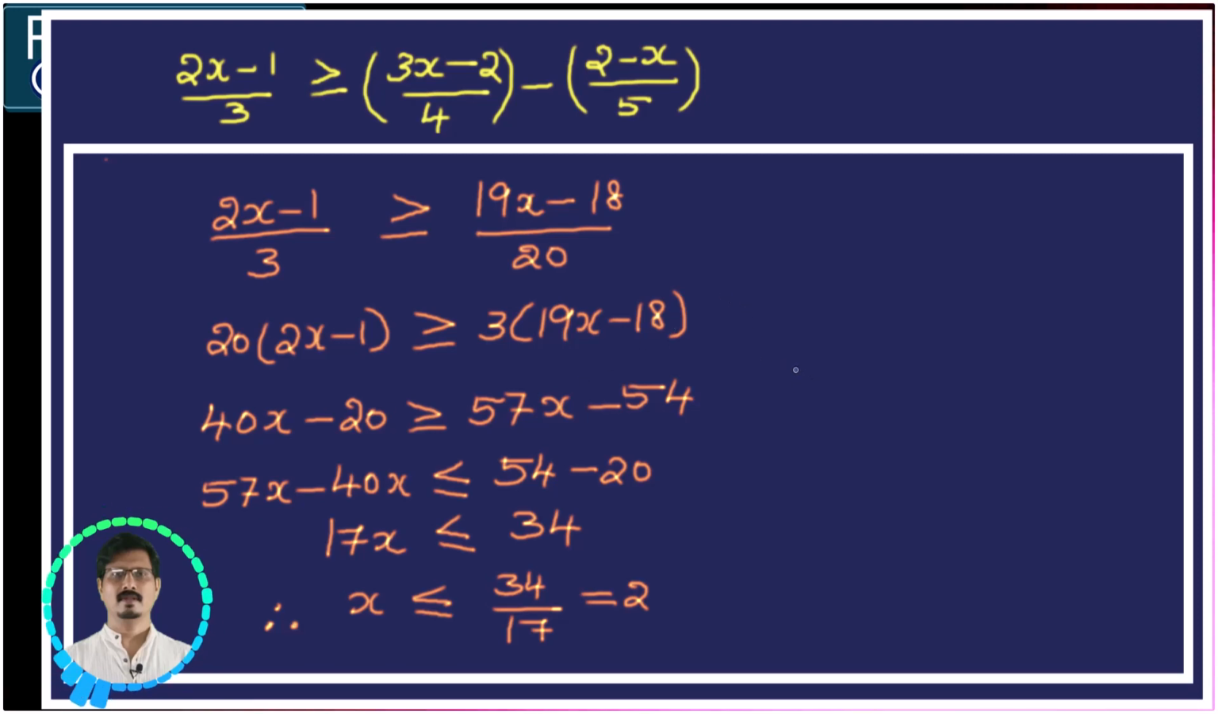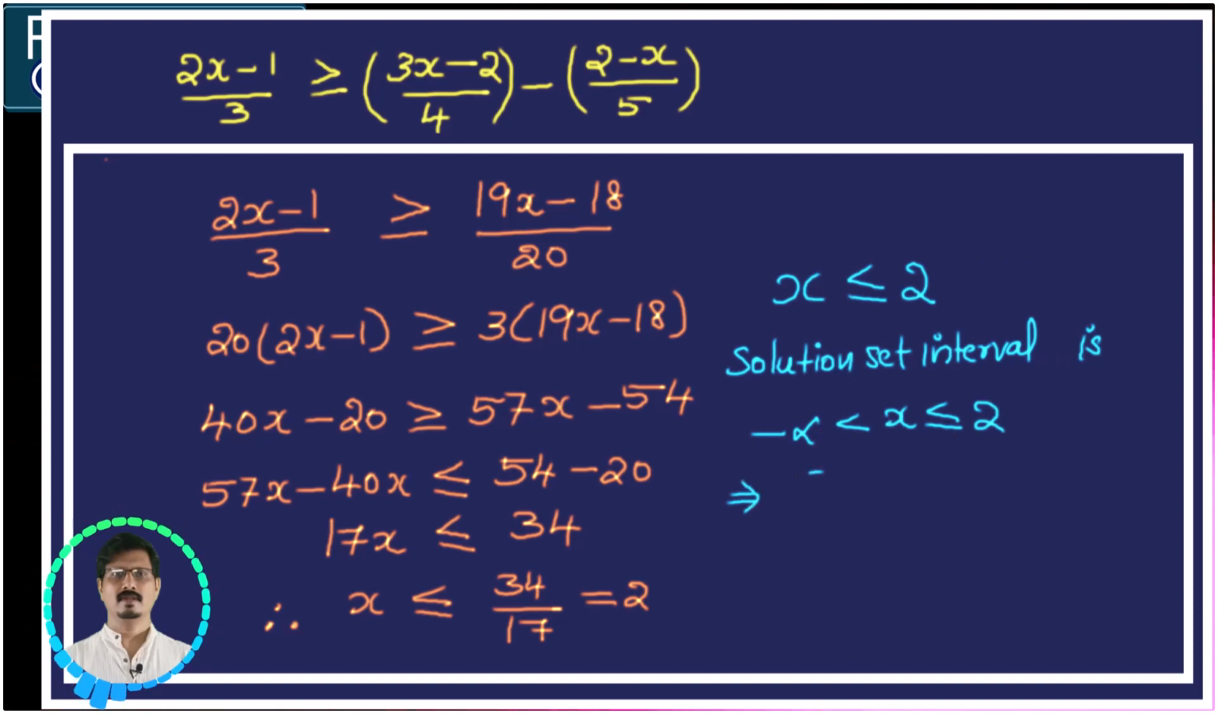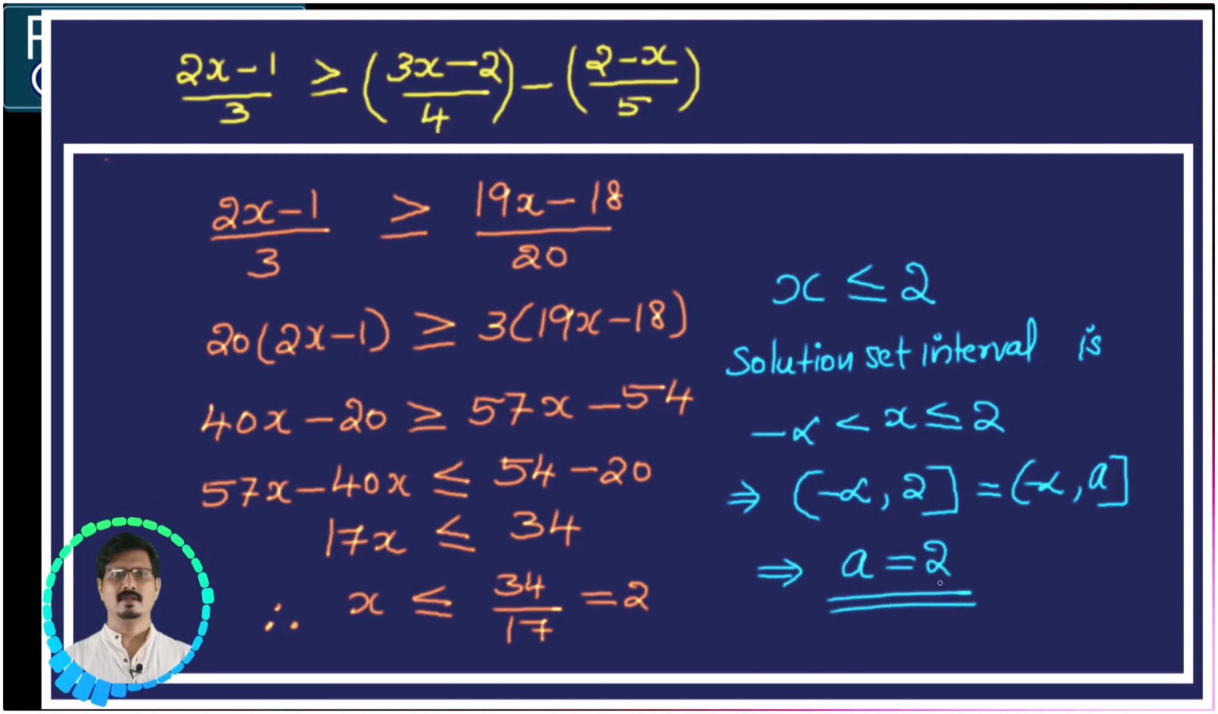So the lower value of the solution set is negative infinity and the upper value is 2. So the interval is minus infinity less than x less than or equal to 2, which is open interval minus infinity comma 2 closed. Now in the question, the interval is given as open interval minus infinity a. So comparing both these solution sets, which are the same, we get the value of a as 2.